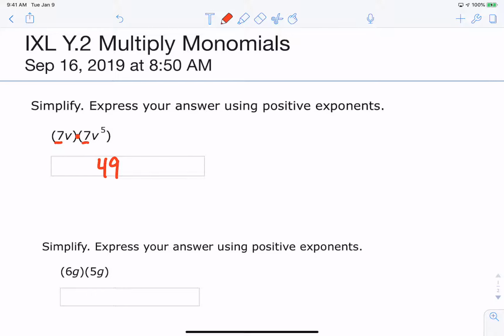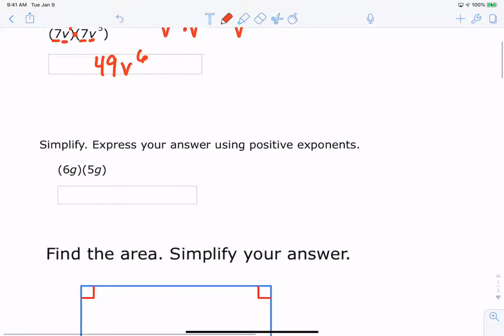And remember, when we multiply the variables with the same base, we have a v and a v, there's no exponent on this first one, so we have to remember that that's a 1. So we would have v to the first times v to the fifth. This is where we would add exponents. So this would give us 1 plus 5, so v to the 6th. So 49v to the 6th would be the answer.